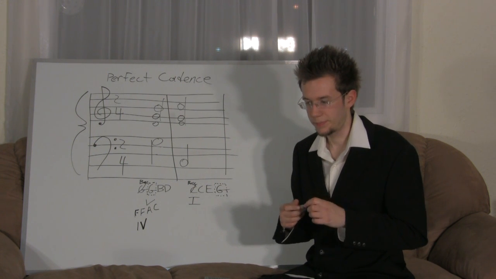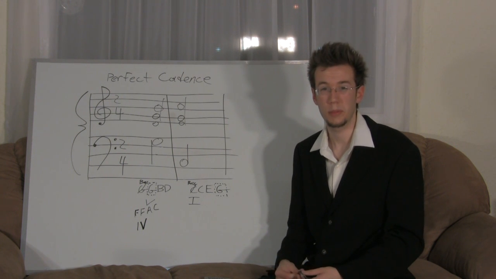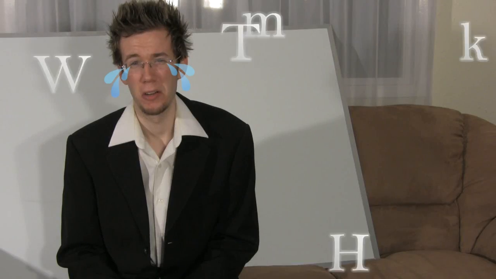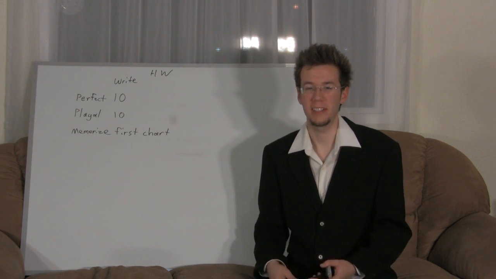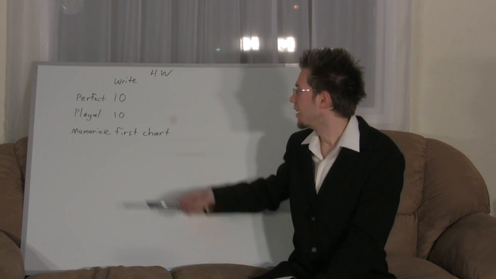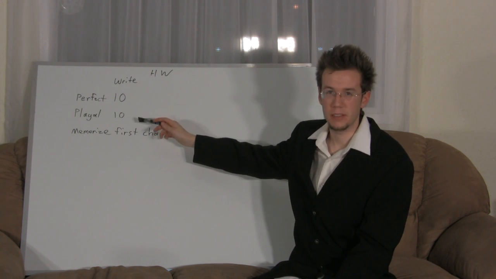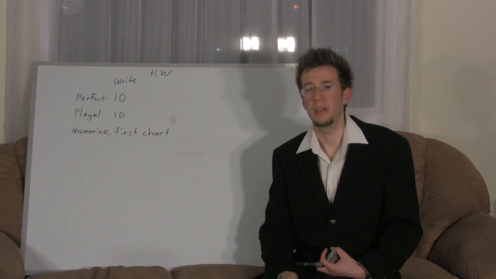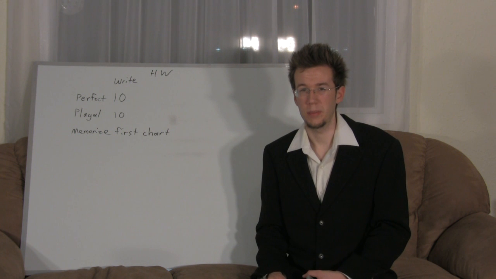Okay, so what I would like you to do, I'll erase this and drop some homework for you guys next. Okay guys, so for your homework, what I'd like you to do is write 10 perfect cadences and 10 plagal cadences, and in each one I want you to try using a different key. So experiment around, and using a circle of fifths will definitely help you.